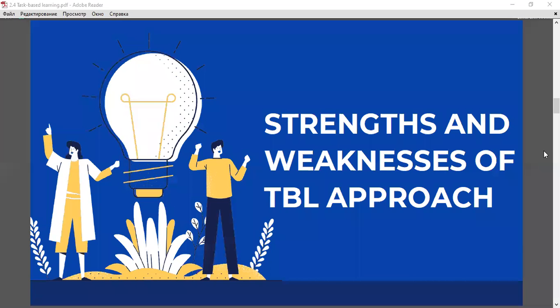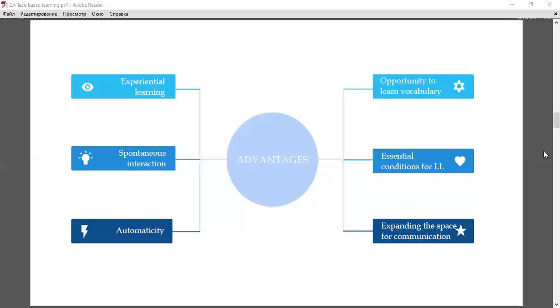Okay, next one will be about strengths and weaknesses of TBL approach. First, let's look at the strengths. Here we have 3 points that we need to highlight. First one is experiential learning.